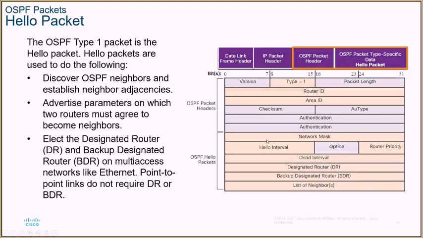That's the hello packet, and at least some of these are things that need to match. Hello interval and dead interval must match. Area ID must match. Also the network and its mask must match. They're the kinds of things that are used to determine whether you can form an adjacency.